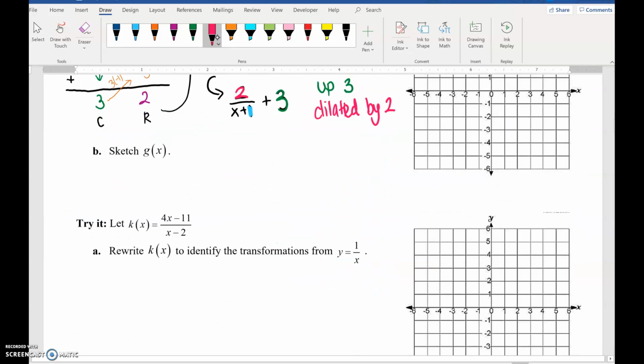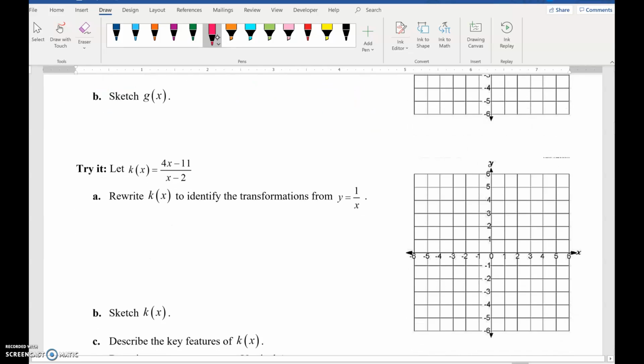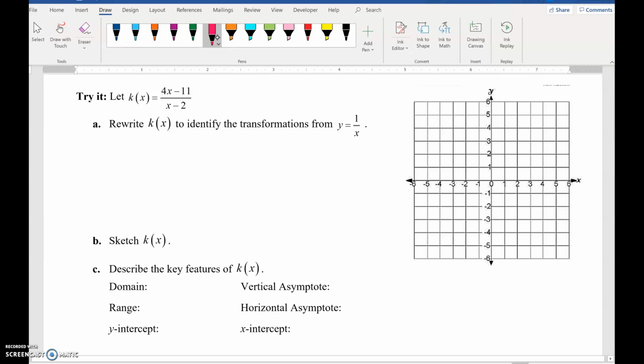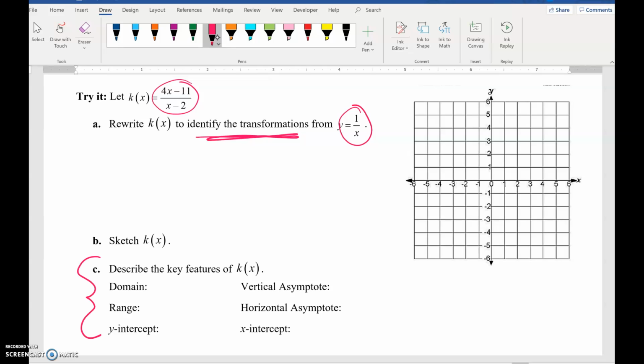Then again, I would just recommend that you pause the video and try doing all this on your own. Again, today we didn't focus on graphing. We just focused on listing and rewriting the function, so rewriting from a rational to a reciprocal, and then identifying the transformations. That's our key parts today, and then also just being able to state these. So go ahead and pause the video and try those, and then check your answers.